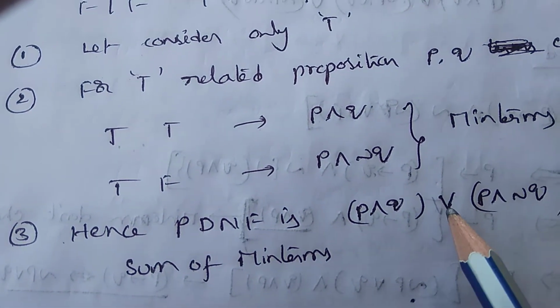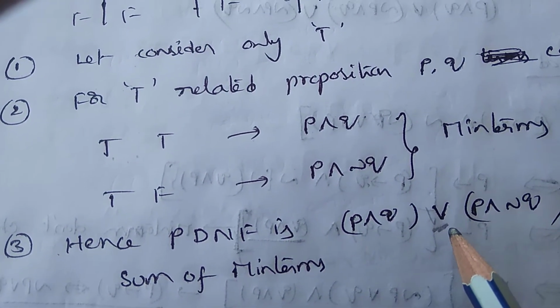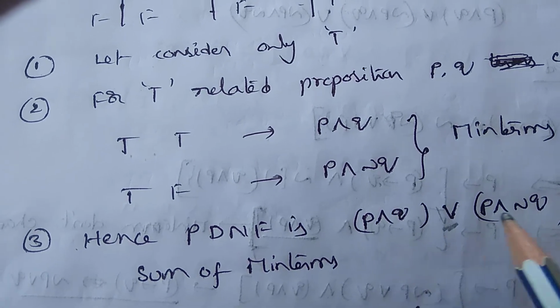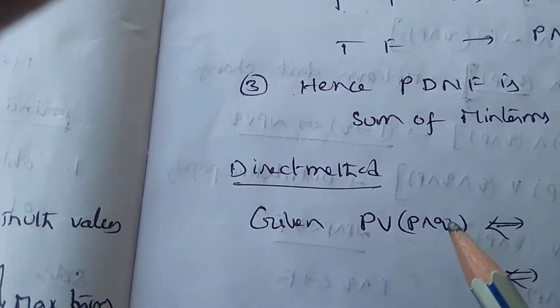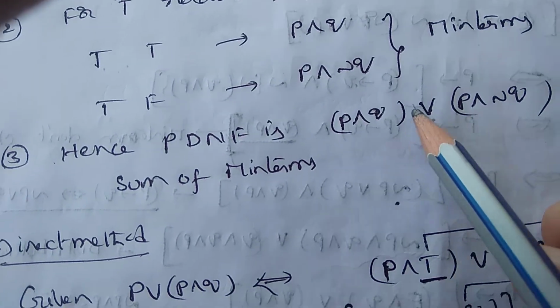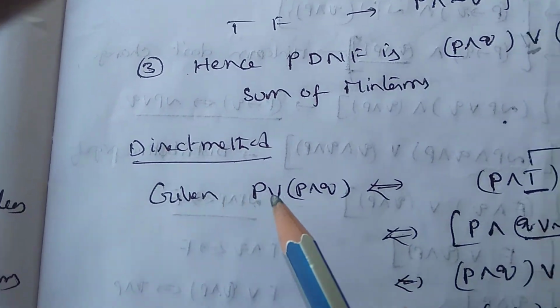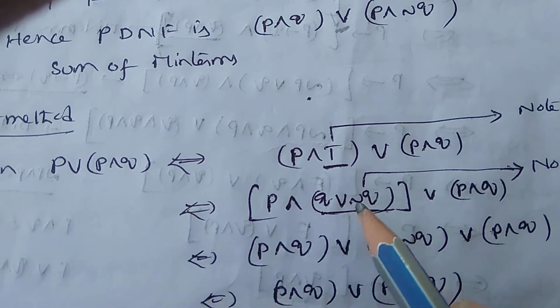This is PDNF, principal disjunctive normal form, sum of min terms. This is called sum of min terms. So next, the direct method: P, and Q.